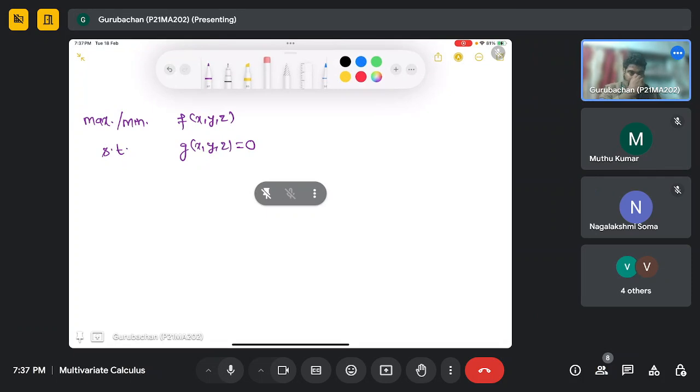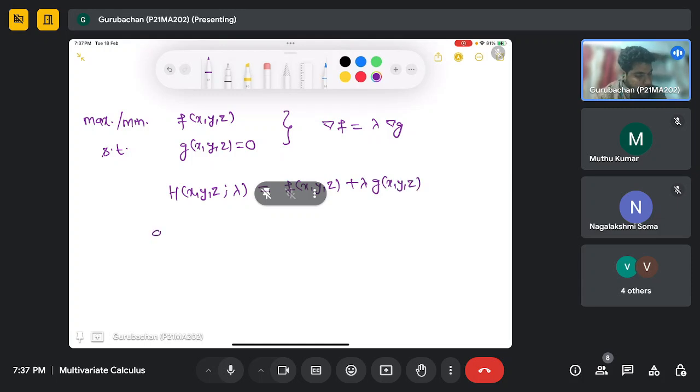Am I audible? Okay. So what we can do here, one way is that we just equate this Lagrange multiplier. Another way, told by someone, is that we can define a new function of x, y, z and lambda as h equals f(x, y, z) plus lambda times some g(x, y, z).